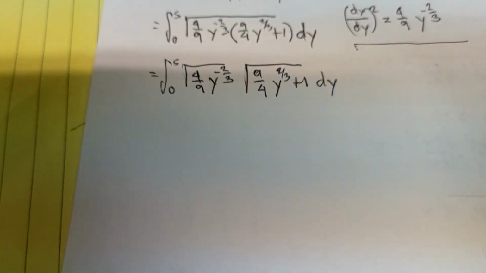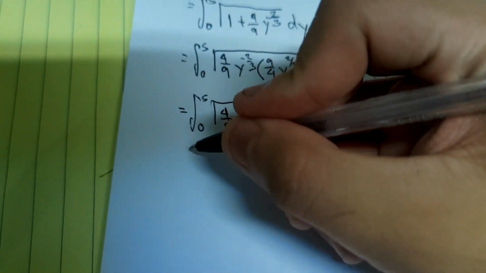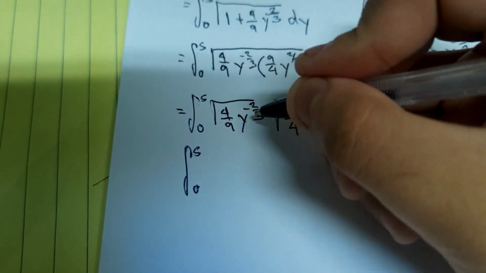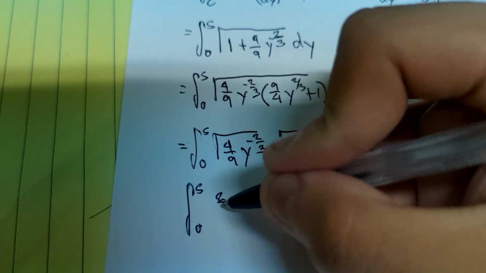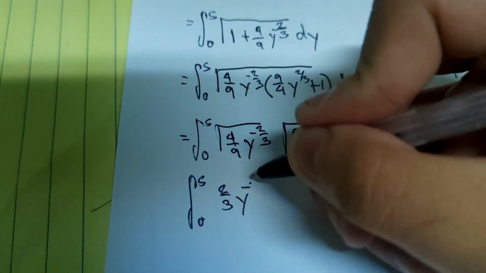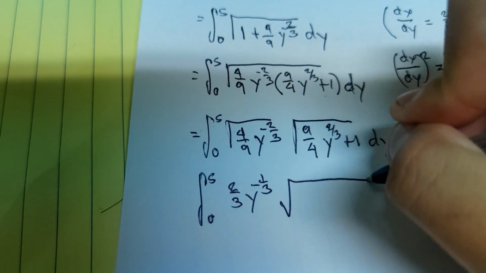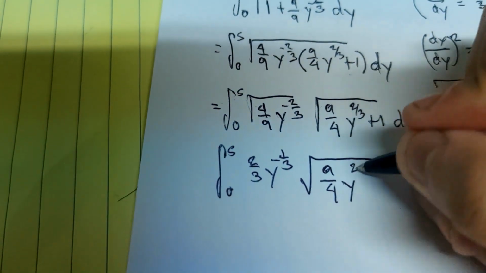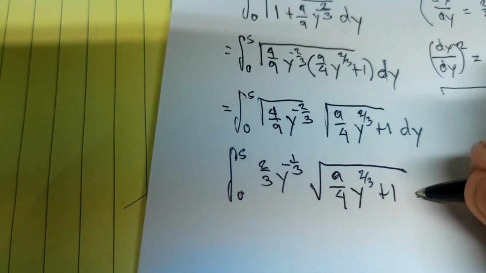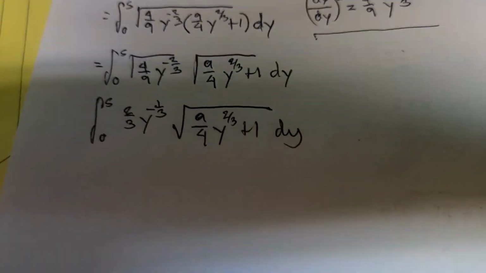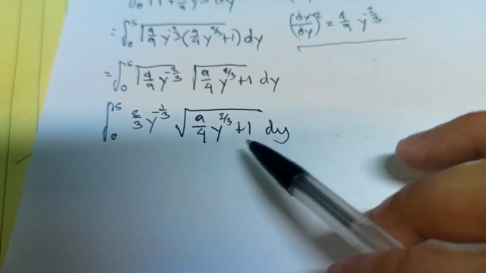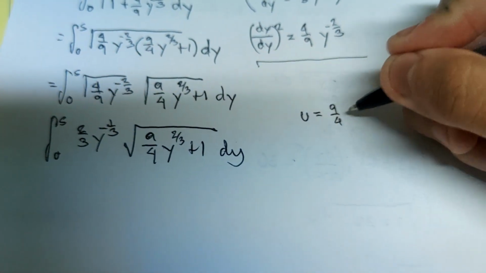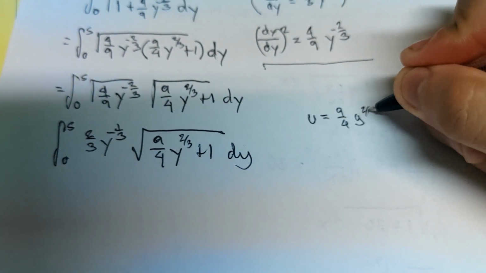So this will be integral of limits of 0 to 5. This will become the square root of this, which is 2/3 y raised to -1/3, multiplied by the square root of this one, which is 9/4 y raised to 2/3 plus 1, dy. So we can solve this by using u substitution. We can let u equal 9/4 y raised to 2/3 plus 1.